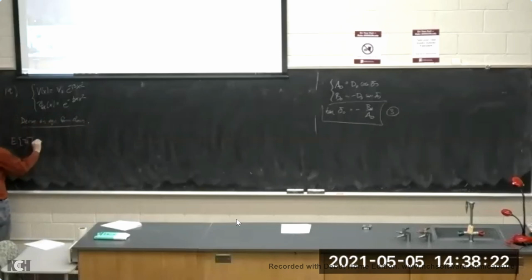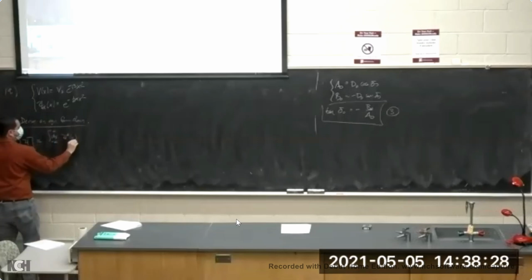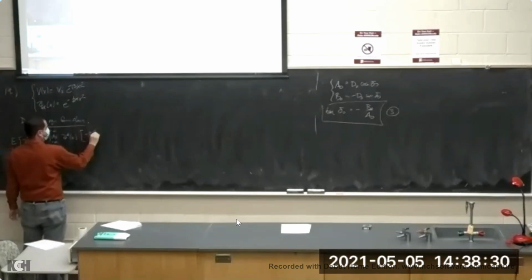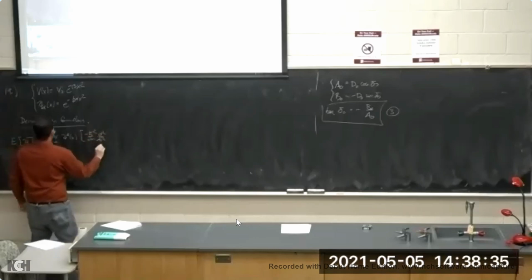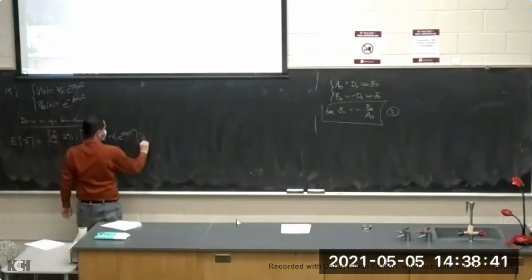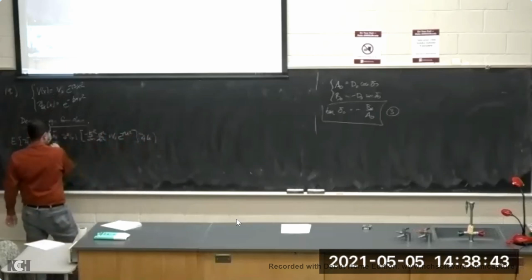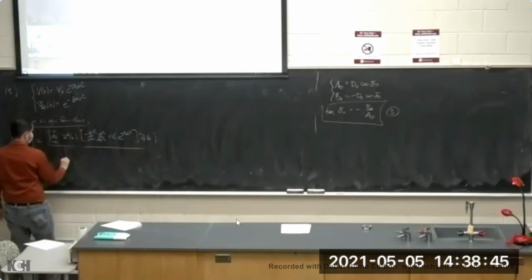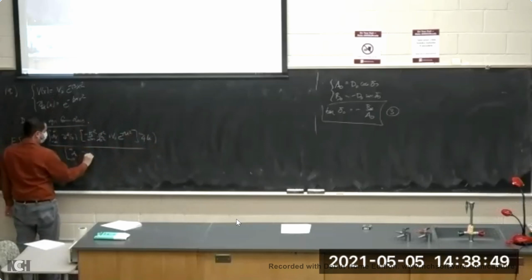E of psi is the integral dx from minus infinity to infinity of psi star of x, the Hamiltonian, which is minus h bar squared over 2m d squared dx squared plus the potential, V naught e to the minus beta x squared, times psi of x, divided by the denominator, which is the integral from minus infinity to infinity dx of psi of x squared.